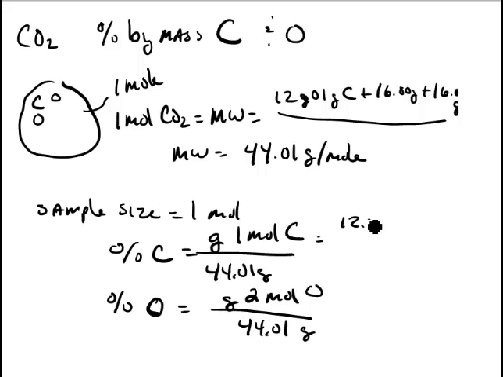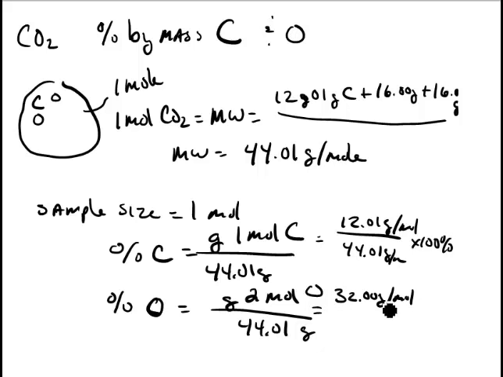So in this case, this becomes 12.01 grams per mole divided by 44.01 grams per mole. And remember, times 100%. And this one is going to be 16 plus 16, or 32.00 grams per mole divided by 44.01 grams per mole. Again, that's times 100%. So the units cancel, and we're left with this unitless percent. And that's it. That is percent by mass.